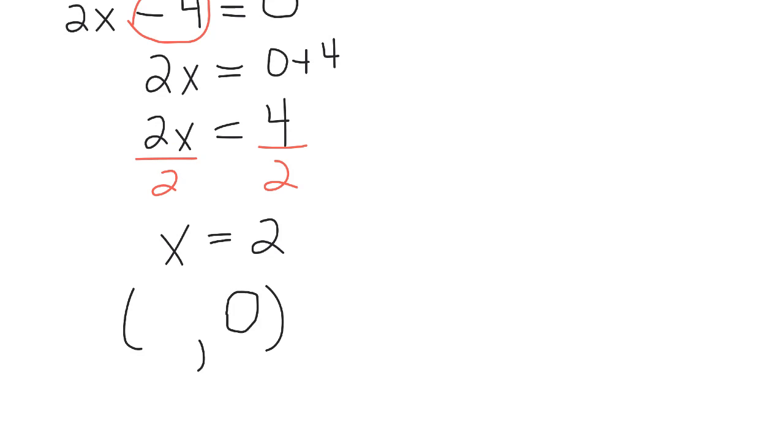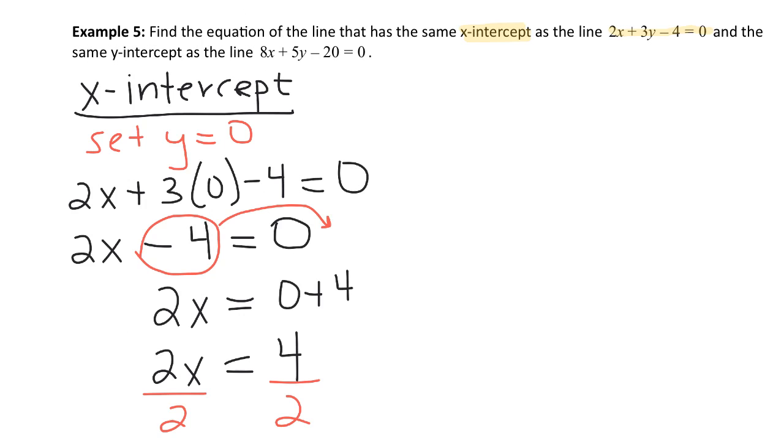And our x value for our coordinate point is the x value that we just determined, and that was a 2. So my x-intercept is located at (2, 0). Going back to the question, the second thing that we needed to determine was a y-intercept, and the y-intercept had to be the same as the y-intercept from the line 8x plus 5y minus 20 equals 0.